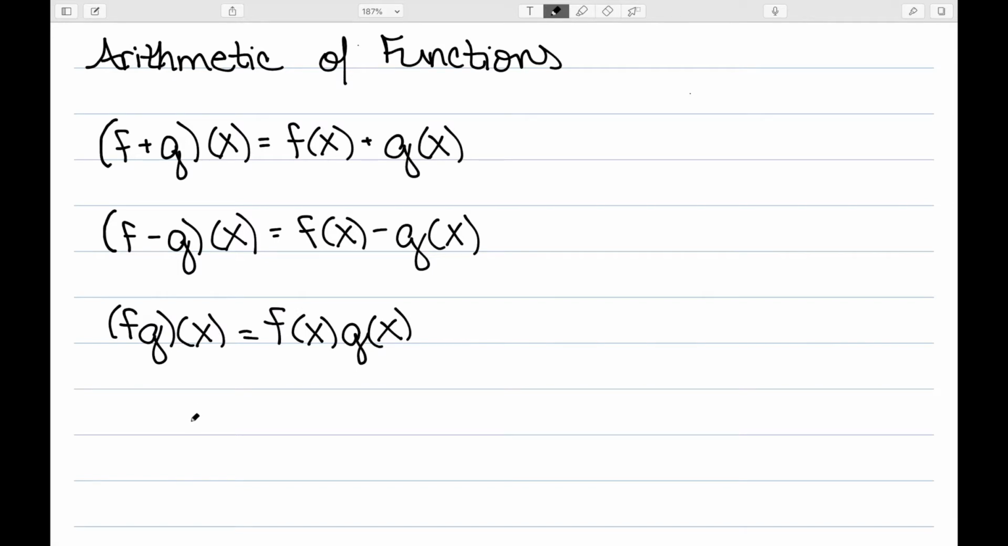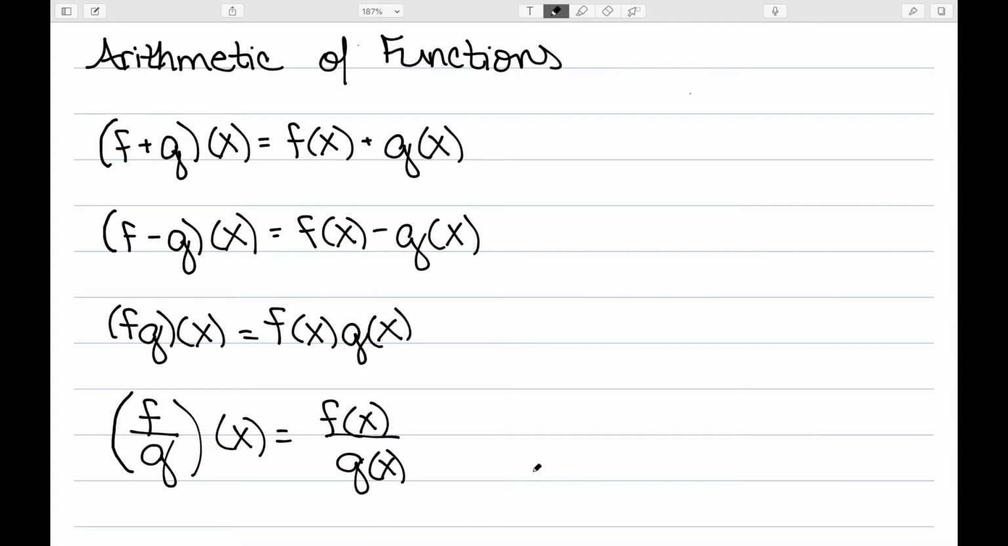F times g of x would be f of x times g of x. And finally, f over g of x is equal to f of x over g of x. So let's look at some examples of applying these rules.